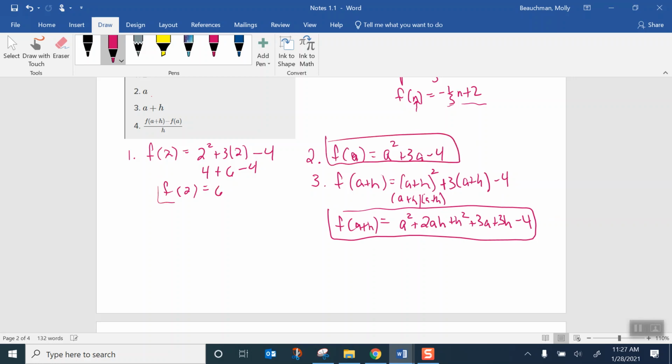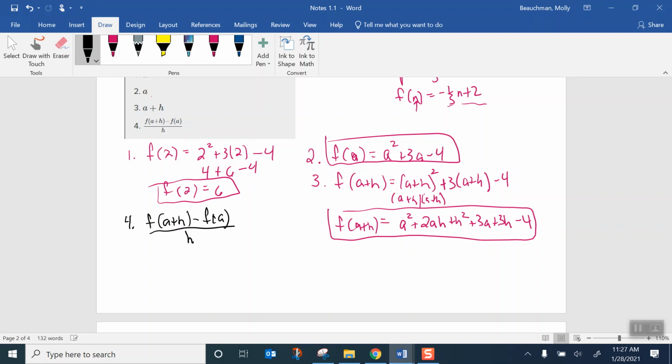All right, last is an expression that's actually something called the difference quotient. And it's something that we're going to work with a bit in this class. So this one looks really complicated. It says take f of a plus h minus f of a divided by h.